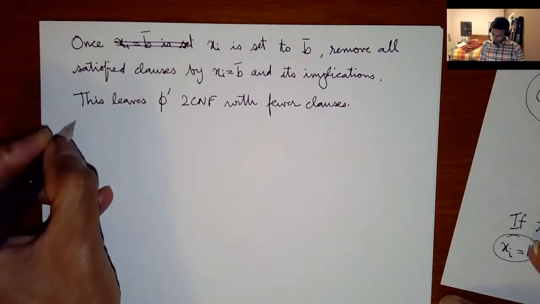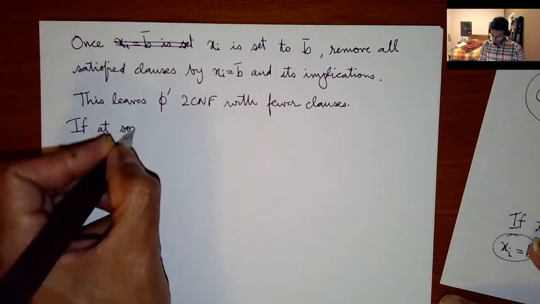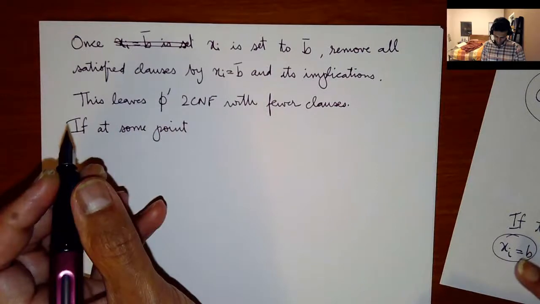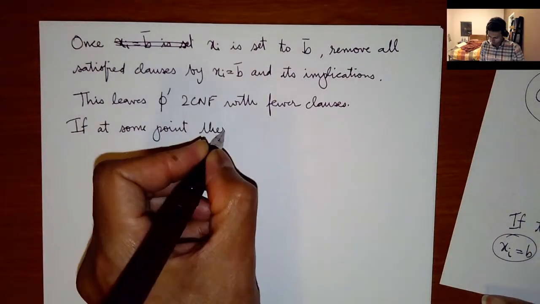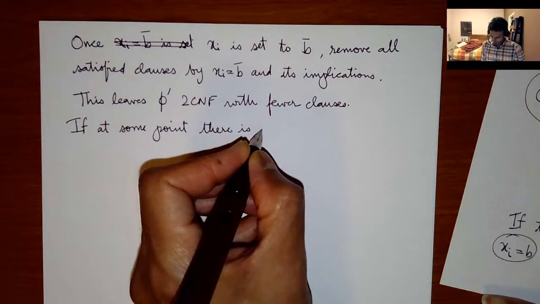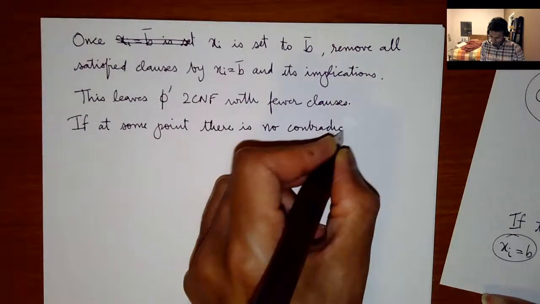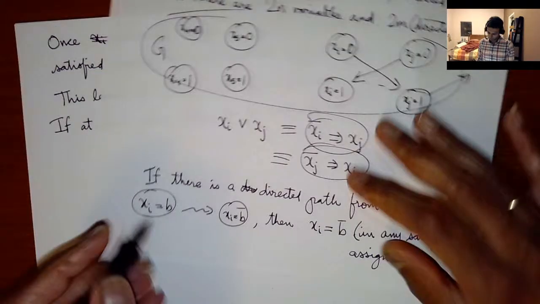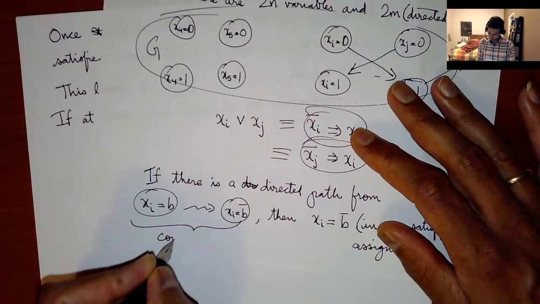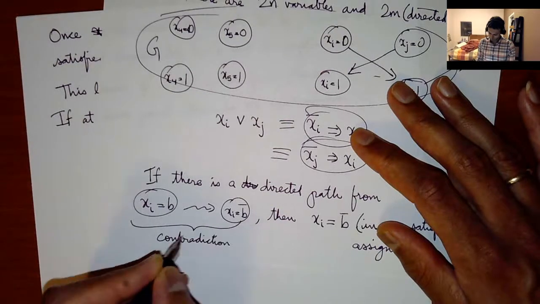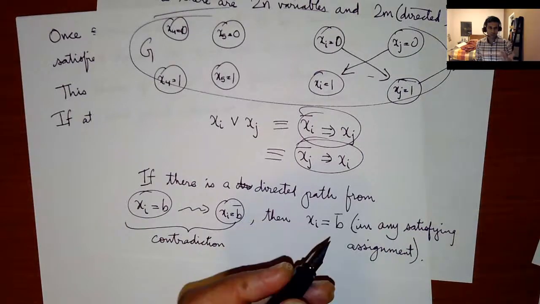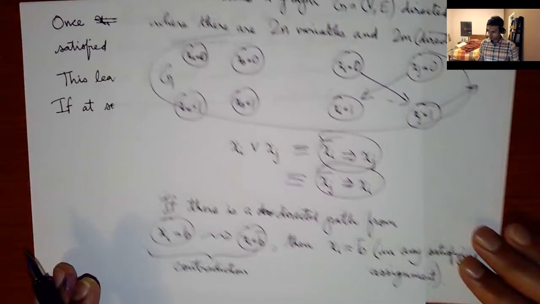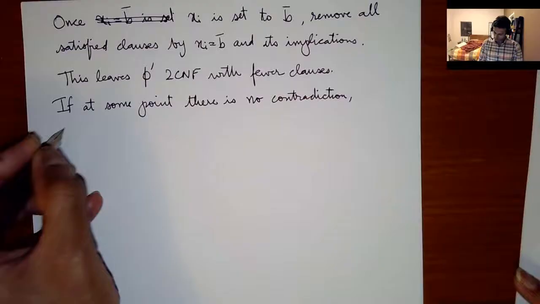And if at some point there is no contradiction. So what is a contradiction? That's a path of this form. So I'll call this a contradiction. And this you can find using DFS or BFS or anything. So you can just check this using DFS or BFS. And so if at some point there is no contradiction, then phi is satisfiable.